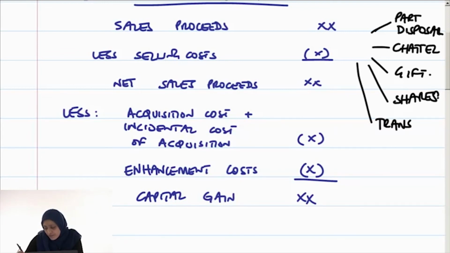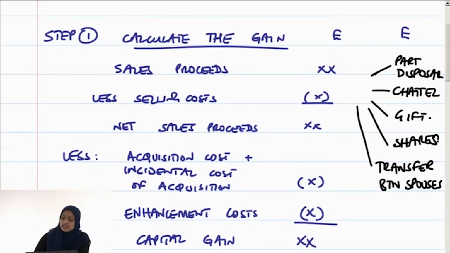The fifth variation that we can get in step 1 is a transfer between spouses and civil partners. When you have a transfer between spouses and civil partners, this is regarded as a deemed disposal at cost. Notice this is different from the gift. Gift is a deemed disposal at market value, and transfer between the spouses is a deemed disposal at cost. So in other words, no gain, no loss. Okay, so this is step 1 of our calculations.